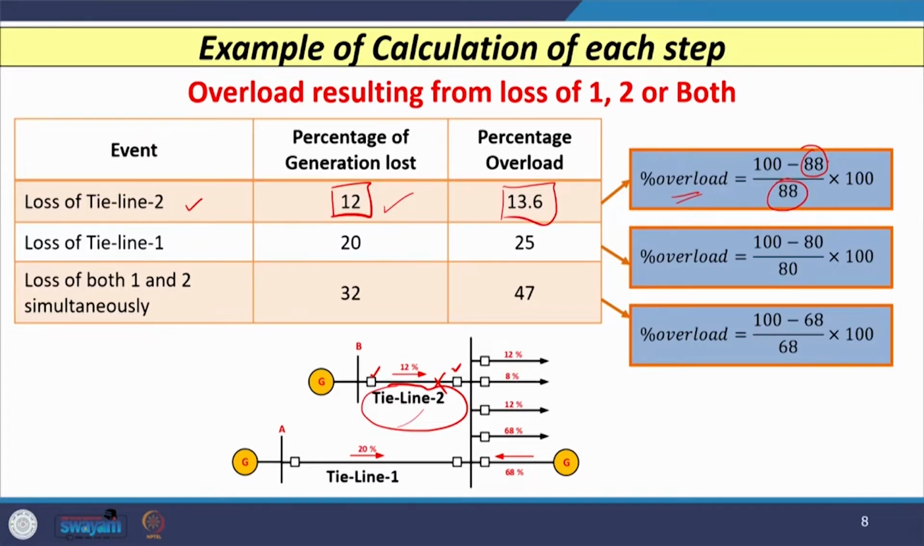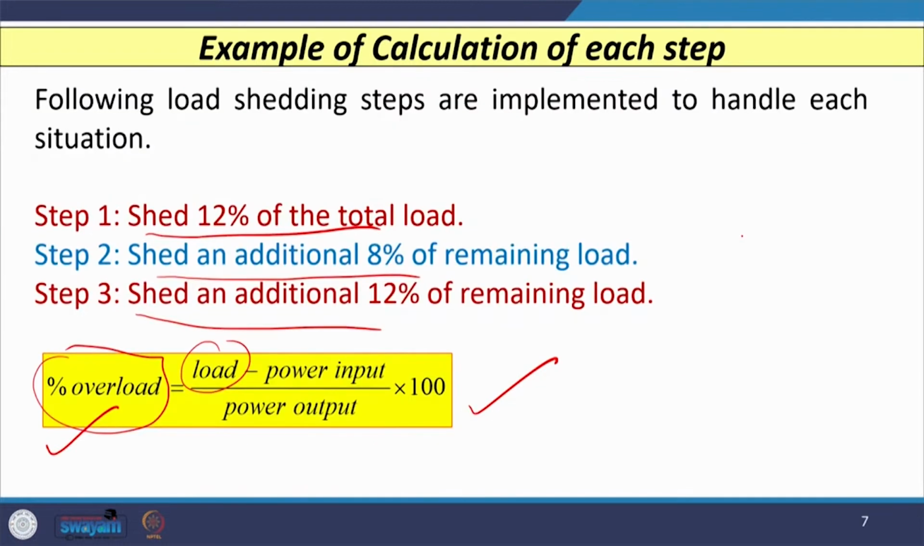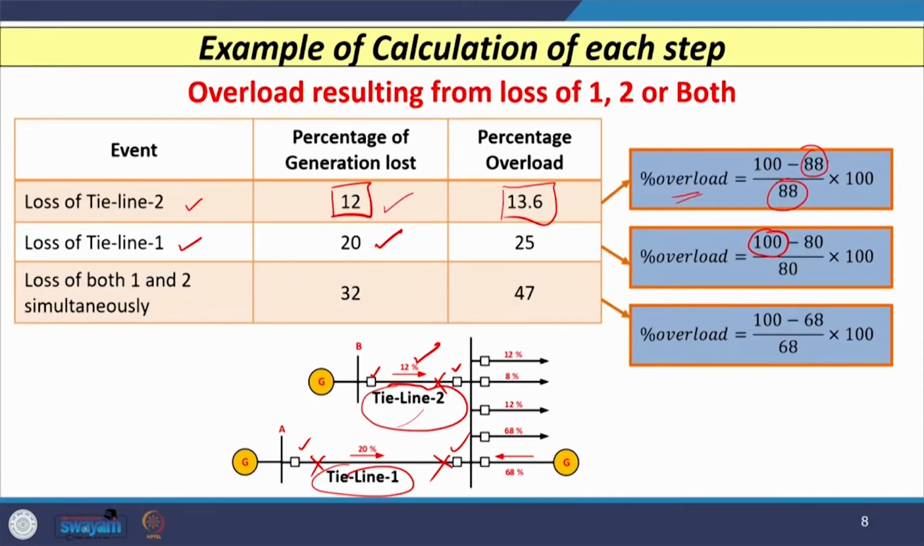In the second case, when there is a loss of tie line 1, this is working perfectly, but tie line 1 is lost because of opening of these two breakers. As this line is carrying 20% load, here we can see the percentage overload can be calculated considering your load is 100% and the remaining power input and output would be 80%, because 20% is carried by this tie line 1 that is lost because of opening of this line. So, you will have the percentage overload of 25%.